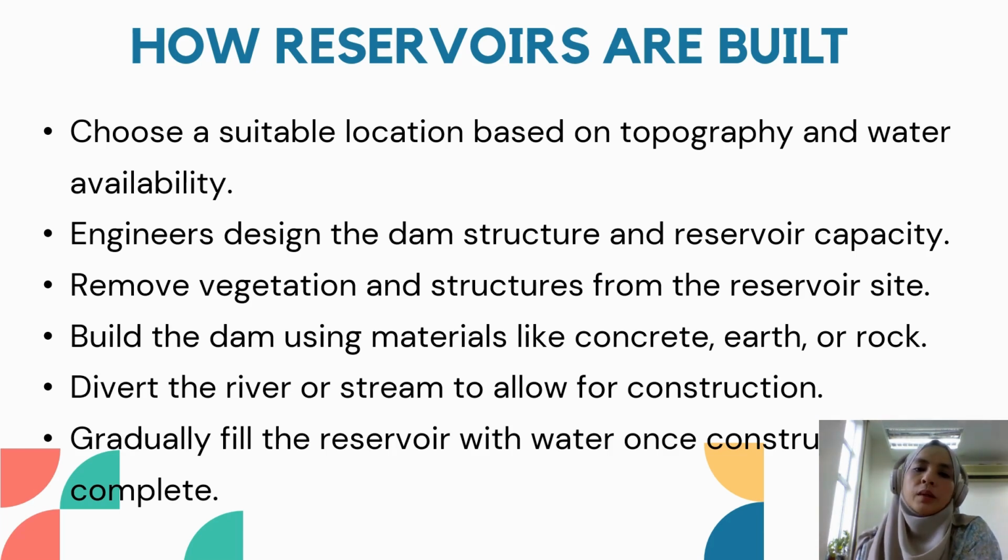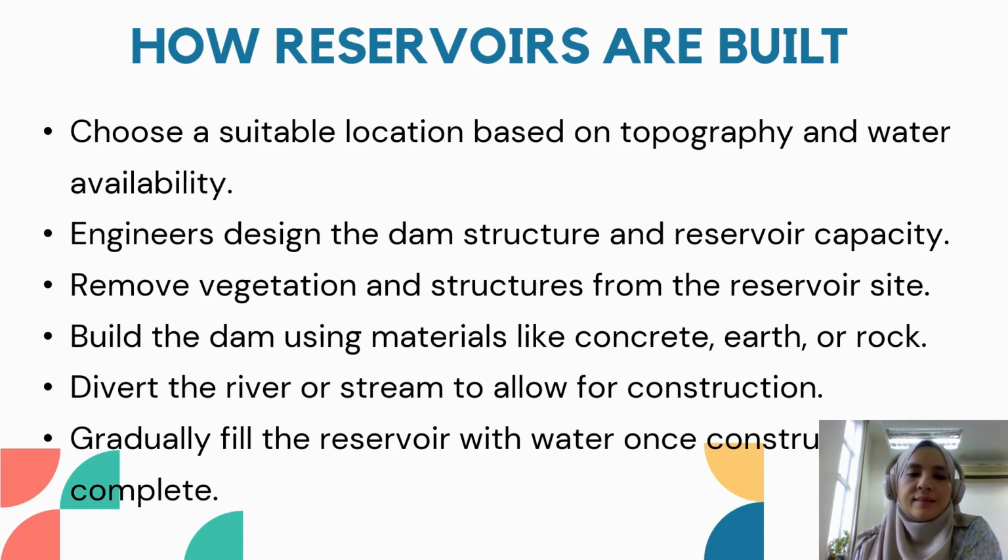Next is to divert the water or stream. To facilitate dam construction, the river or stream that will feed the reservoir is temporarily diverted. This diversion creates a dry working environment for the construction crew and machinery. Diverting the water flow ensures that the construction can proceed without interference from the river or the stream.